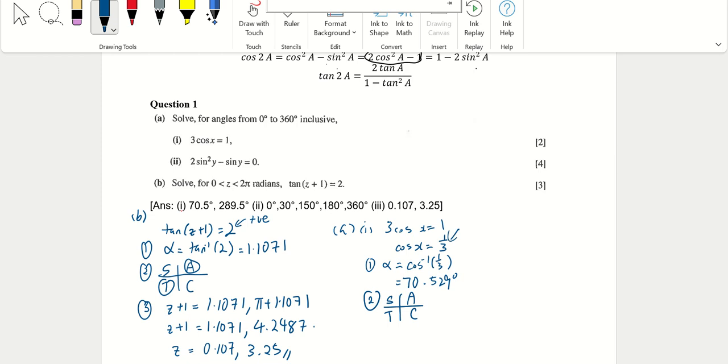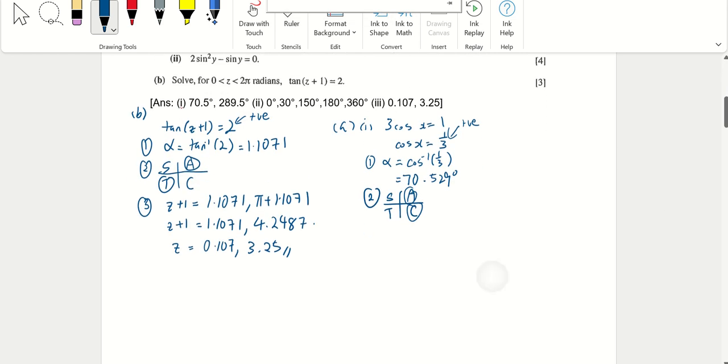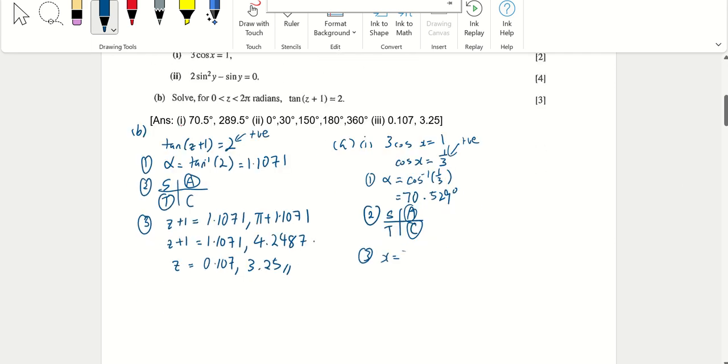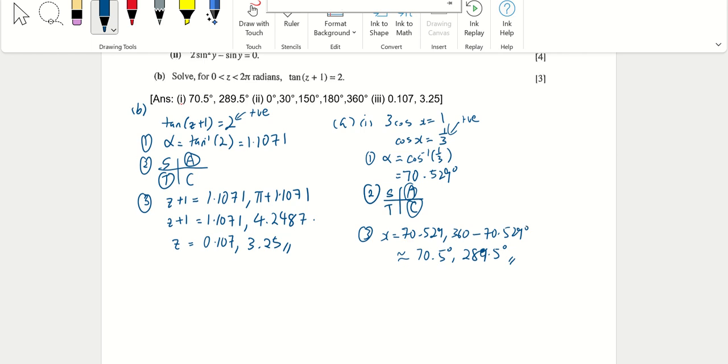Then after that, you need to know which quadrant this angle x is in. Cosine x is positive, so it will be the first and then the fourth quadrant. Now you can solve for x. The range is from 0 to 360. So you take the first quadrant, which is 70.529, and the fourth quadrant, which is 360 minus 70.529 degrees. So your solution would be 70.5, rounded off to 1 dp. This one is quite easily done.